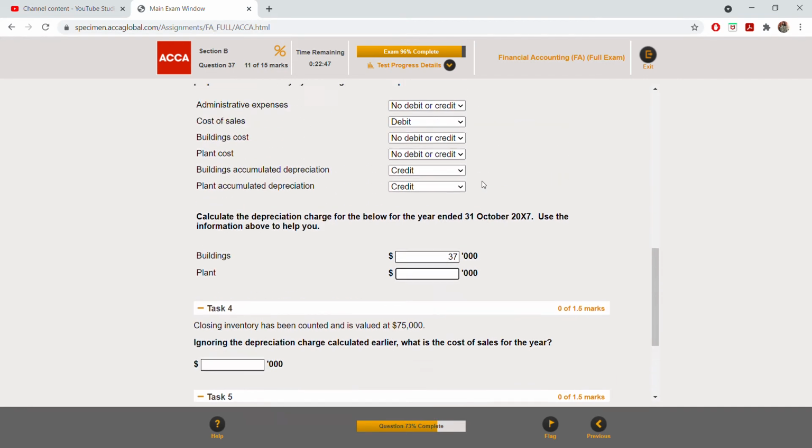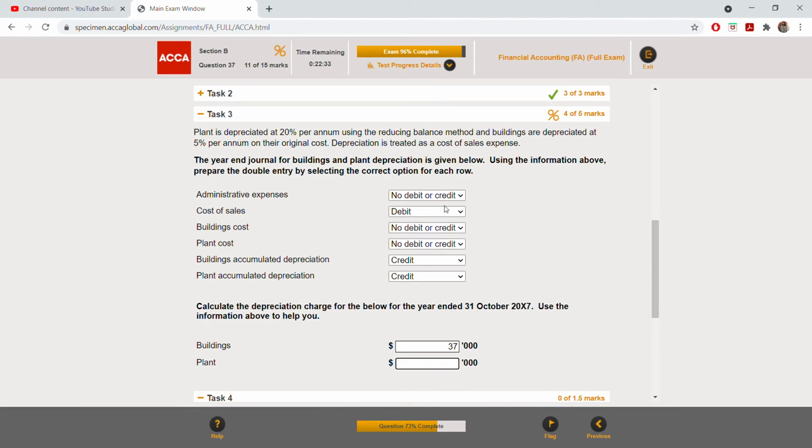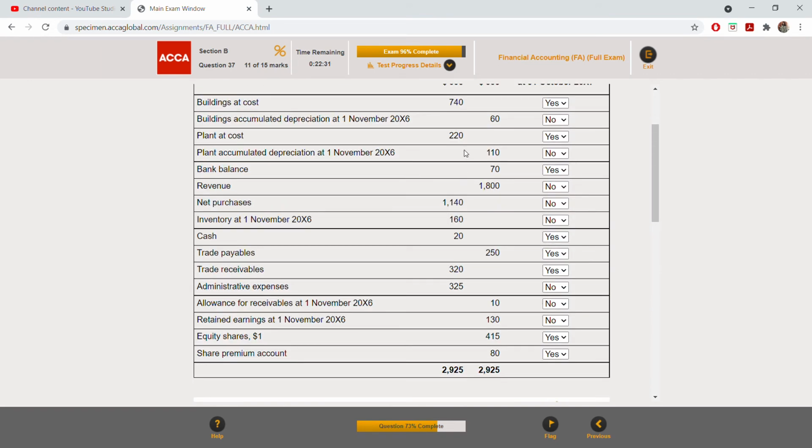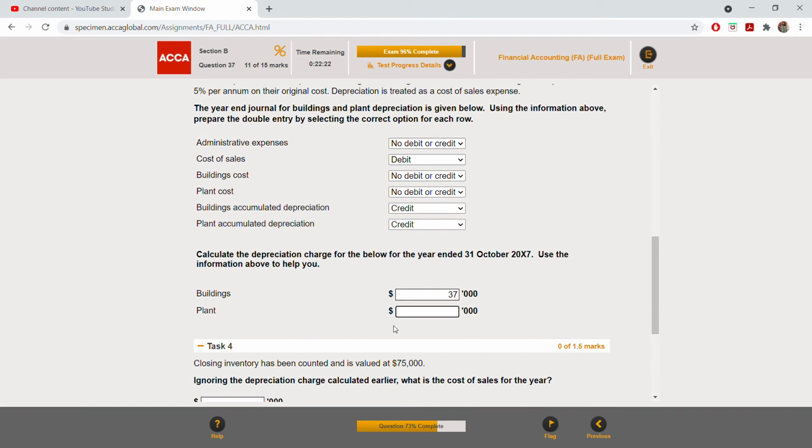Okay. Plant. Plant is reducing balance, so reducing balance means it is 20%. Just look at, so 220 plant, deduct the accumulated depreciation 110, on that you take 20%, which will be 22,000.